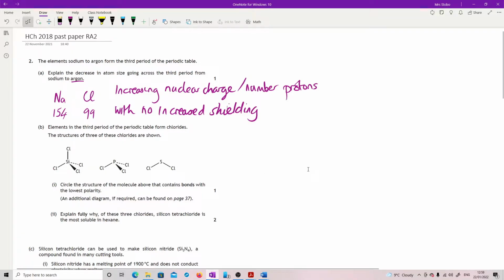Okay, elements in the third period form chlorides. Structures of 3 are shown. Circle the structure of the molecule above that contains bonds with the lowest polarity. Okay, so you're just looking for electronegativities here. They're all going to chlorine, which is 3. So you're not going to have to do anything to that.